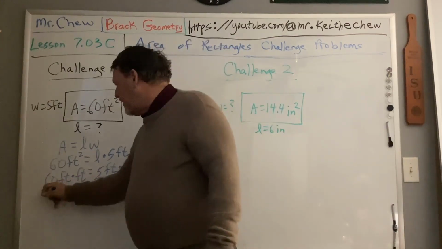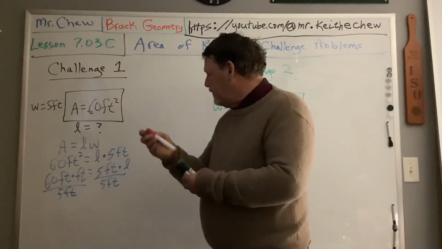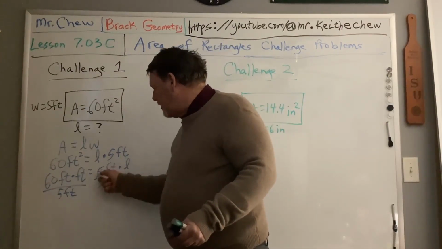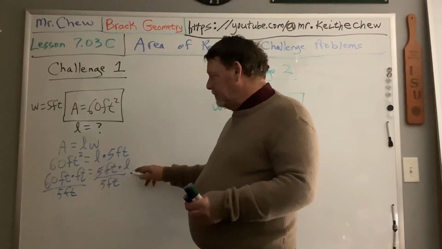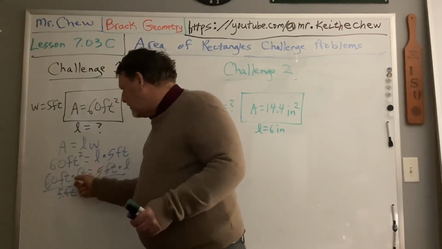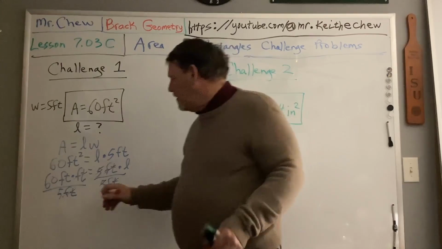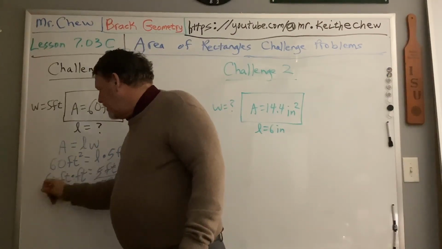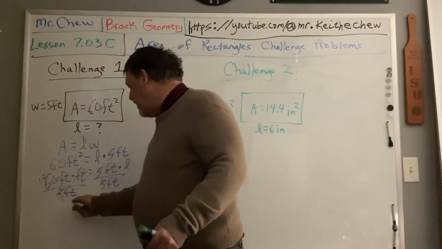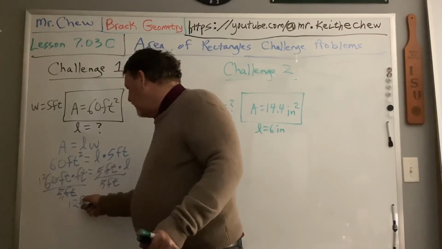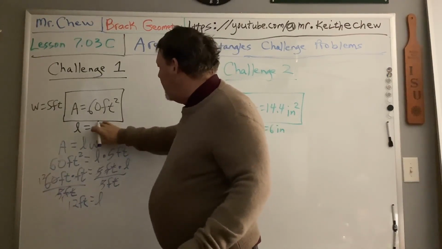So I divide that side by 5 feet, divide this side by 5 feet. So 5 over 5 is 1, feet over feet is 1, and I get my L by itself. I can cancel feet out by dividing the numerator and denominator by a common factor of feet. And 5 divides into 5 once. It divides into 60 12 times. So my answer is 12 feet equaling the length. So this will be 12 feet right here.